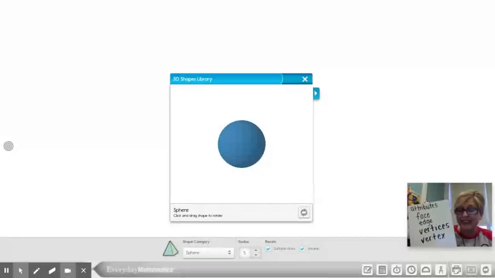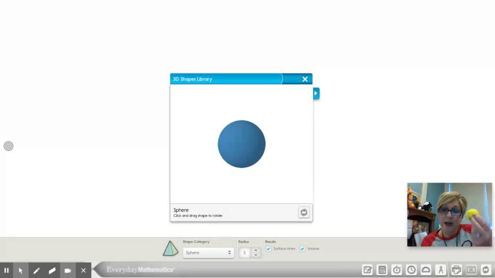What about edges? Does it have any edges where faces meet? The answer is no, it does not, because if it doesn't have any faces, it can't really have any edges. And what about vertices? Does it have a vertex or vertices? No, it doesn't, because it has no edges for them to all come together and meet. So a unique attribute for a sphere is it does not have faces, edges, or vertices. It's completely round.